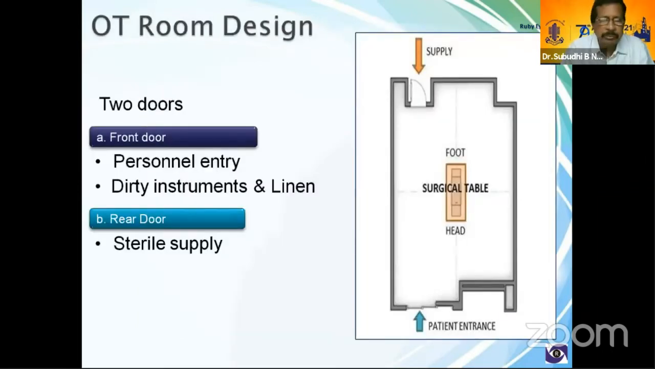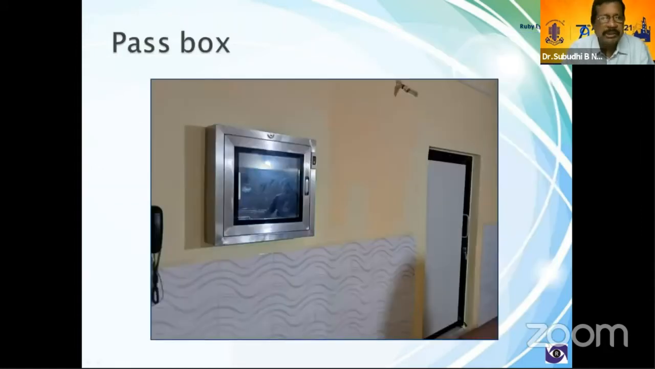And each OT room should have 2 doors. One is the front door for the personnel entry, where the surgeon, assistants, and dirty instruments and linen pass, and the rear door always for the sterile supply. You can see this is the sterile supply, and this is the patient entrance. And a pass box is desirable so that all the sterile items can go through this pass box into the operation theatre.